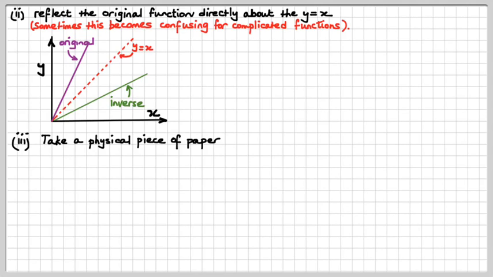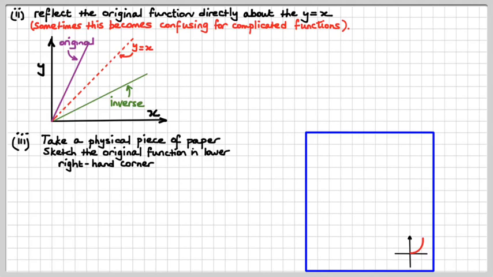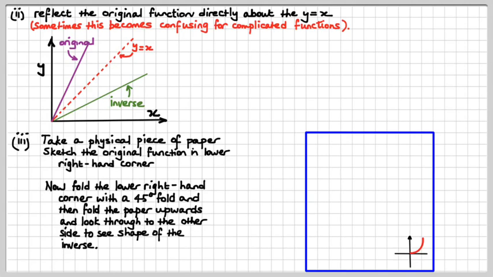Now the third one is the popular favourite, the audience favourite. You take a physical piece of paper, you sketch the original function in the lower right hand corner, like that. Then you fold the lower right hand corner with a 45-degree fold, and then fold the paper upwards and look through to the other side where the ink really is now. You're looking through the paper to the other side to see the shape of the inverse. So you're going to have to hold it up to the light to see it. This is what you do.